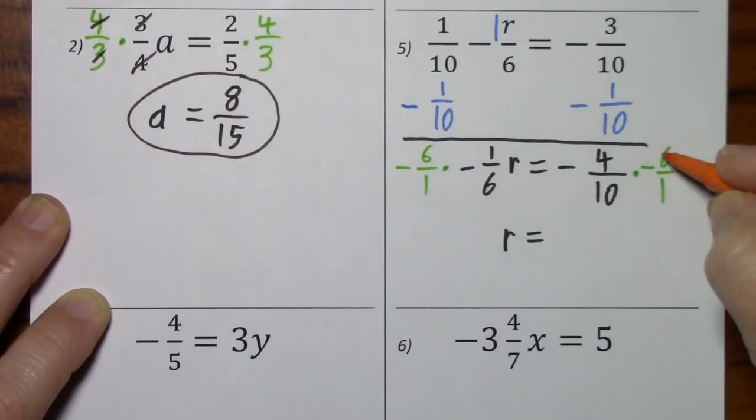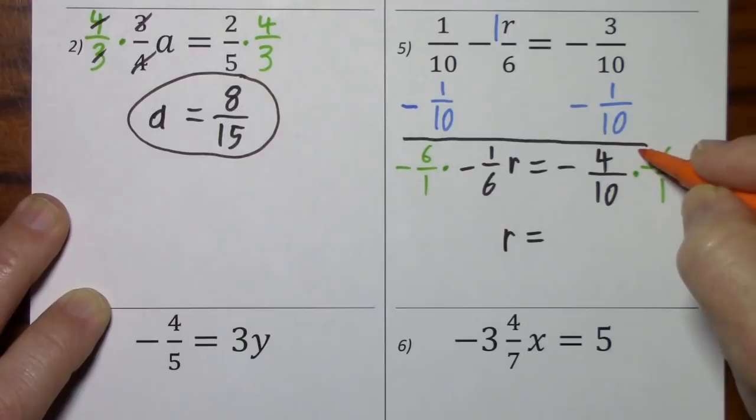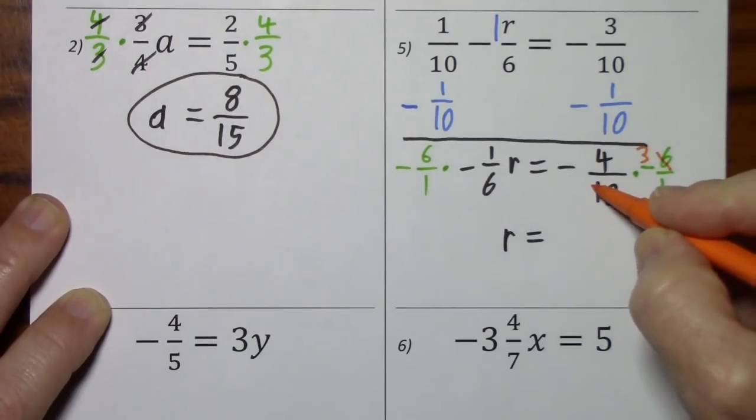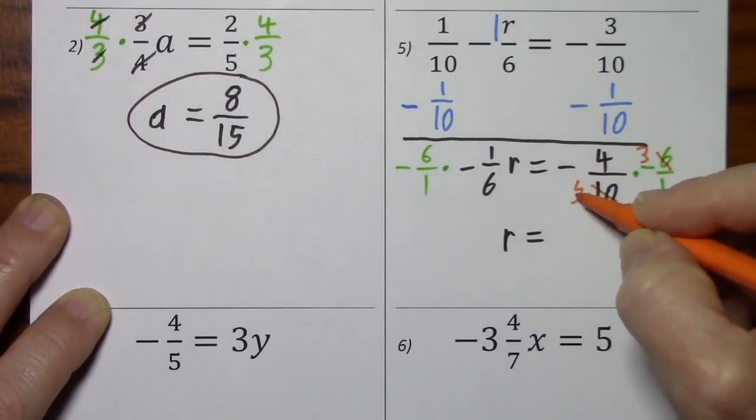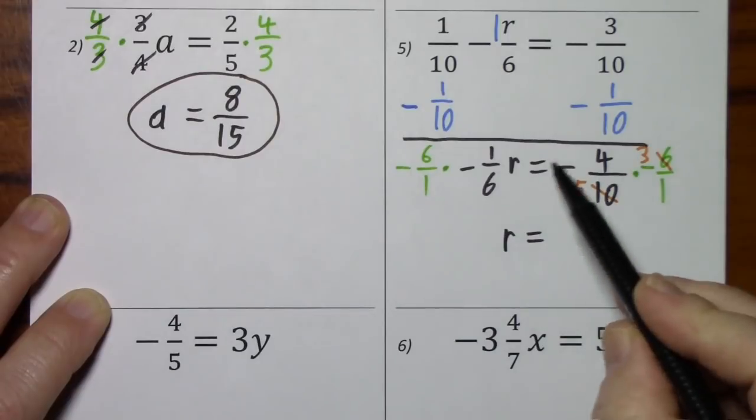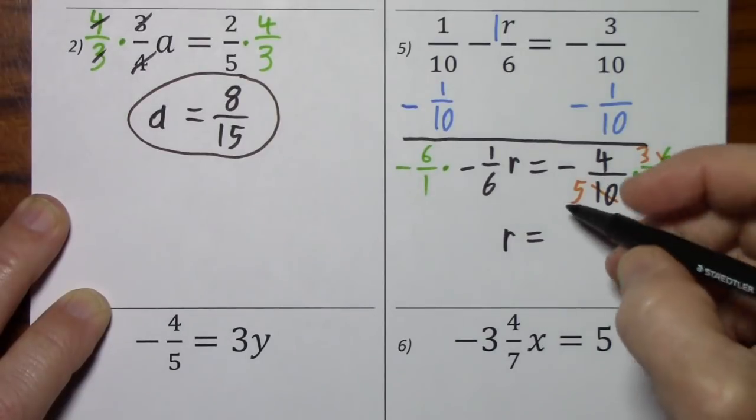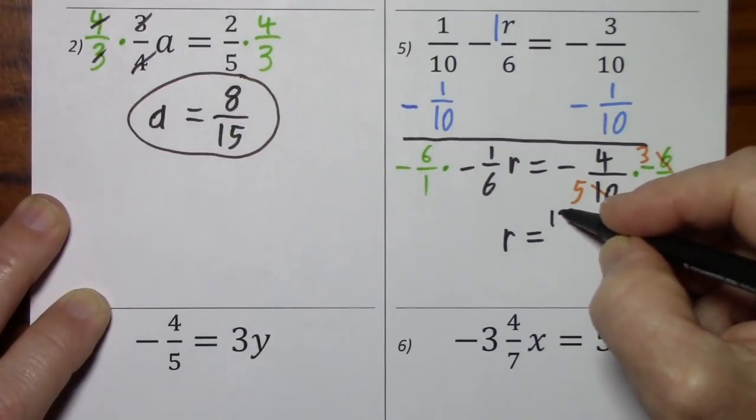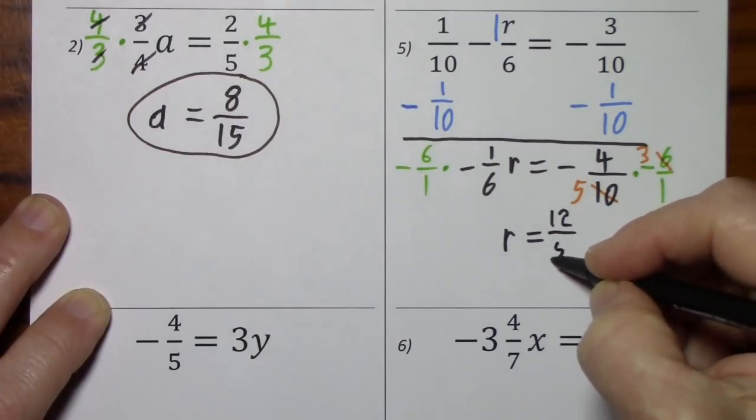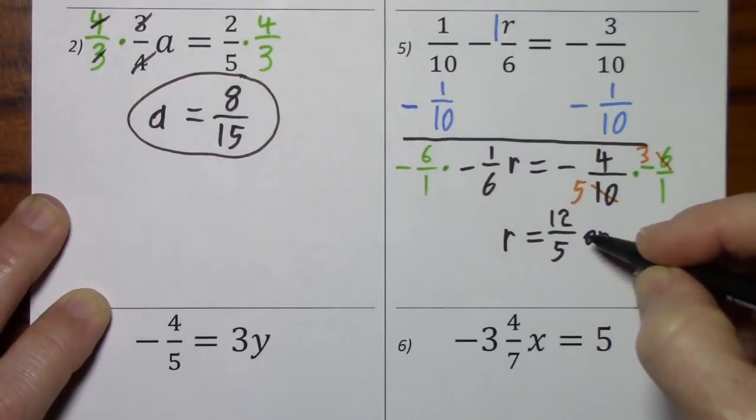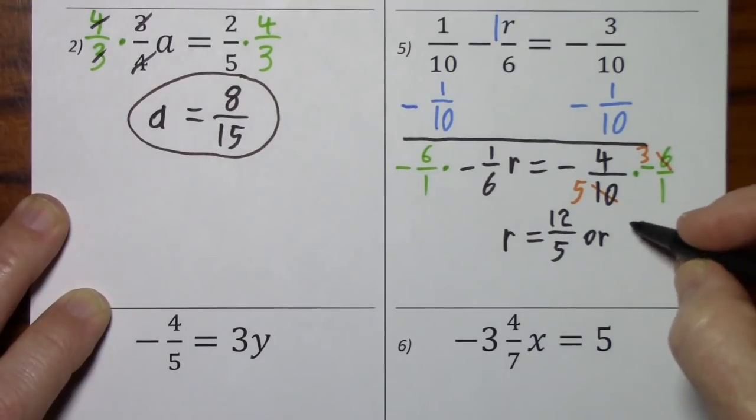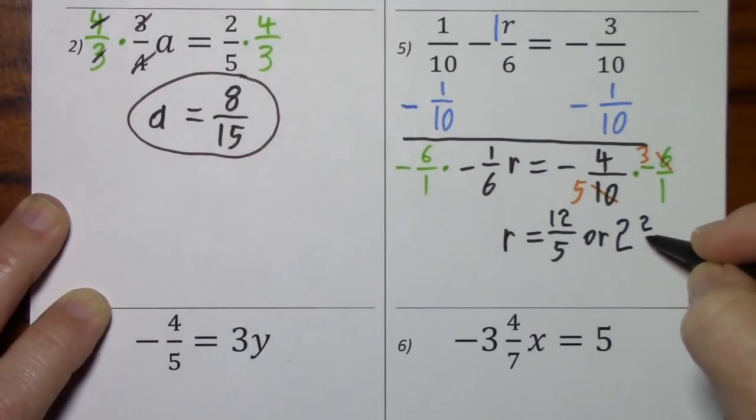Common factor of 2. Divide by 2 leaves you with 3. Divide by 2 leaves you with 5. Multiply straight across. This is 12/5. Or, this is simplified, but you could also write it as a mixed number, 2 and 2/5.